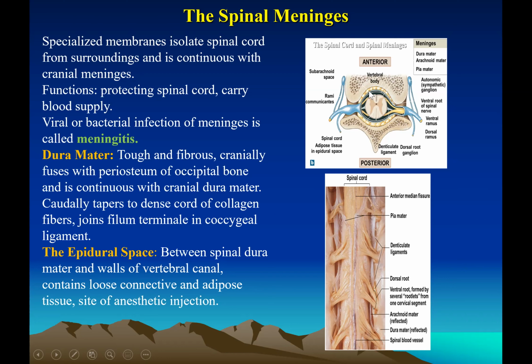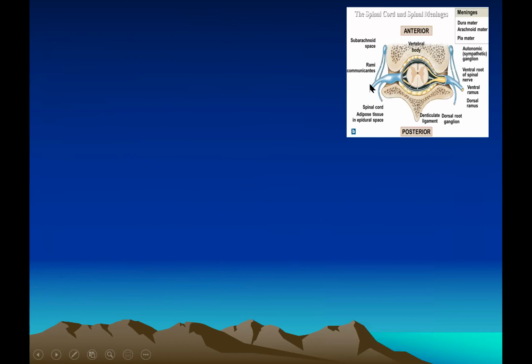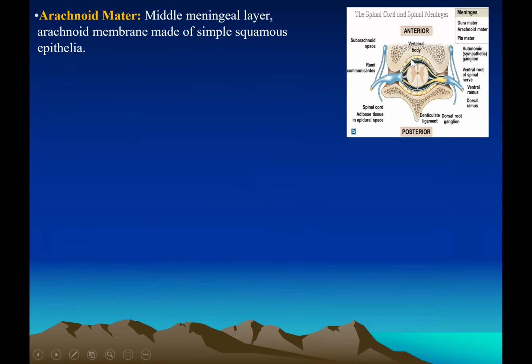The space between the dura mater and the vertebra, the vertebral canal, is filled with fat and loose connective tissue. This is the epidural space. Remember that word: an epidural injection is administered here. This is the space between the spinal cord and the vertebral column. The next membrane is the arachnoid mater, made up of simple squamous epithelium. It is also called spider mom, because it looks like a spider web.